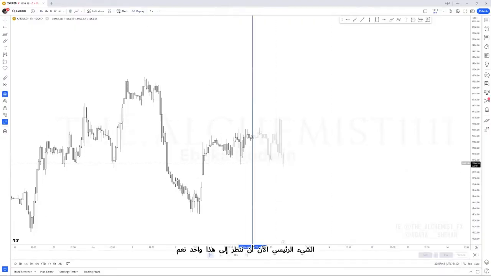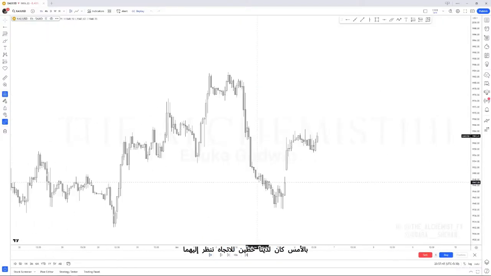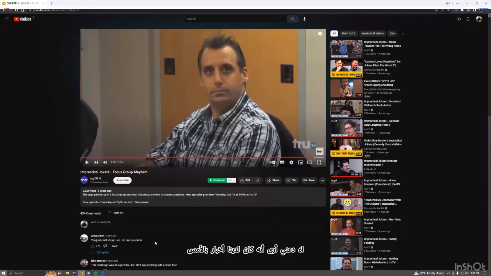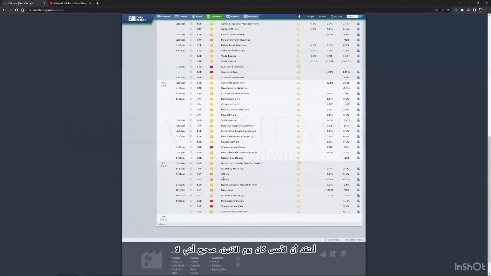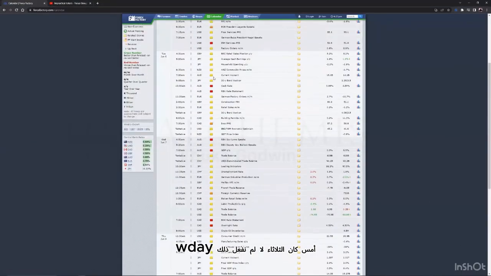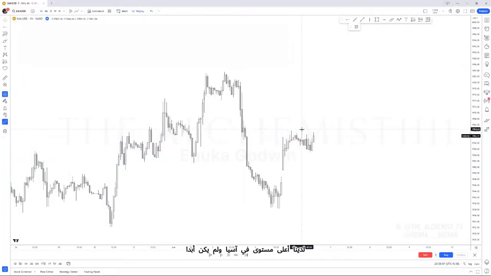Now look at this one. This was yesterday, I think. We had two trend lines. Look at this. We had liquidity, this is the Asian high. Of course, did we have news yesterday? Yesterday was Tuesday. No, we did not have news. That's okay. Look at this. We have the Asian high, which was never manipulated.